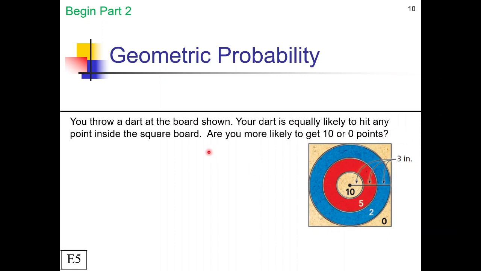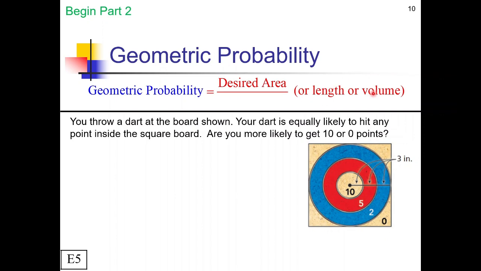So another way to think about this that makes it a little easier is the concept of geometric probability, where instead of favorable outcomes, we talk about a desired area. And by the way, this doesn't just apply to areas, it could also apply to lengths or volumes, but area is kind of the most common case we see. So let's think of this as a desired area for the favorable outcomes. For the total possible outcomes, we're just talking about the total area that we could hit. So with that in mind, we're going to try to figure out the probability of getting in the 10 area versus the 0, and then compare them. We'll actually do the 10s together.